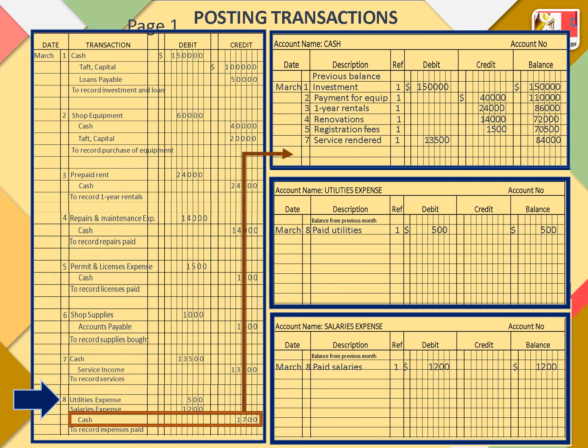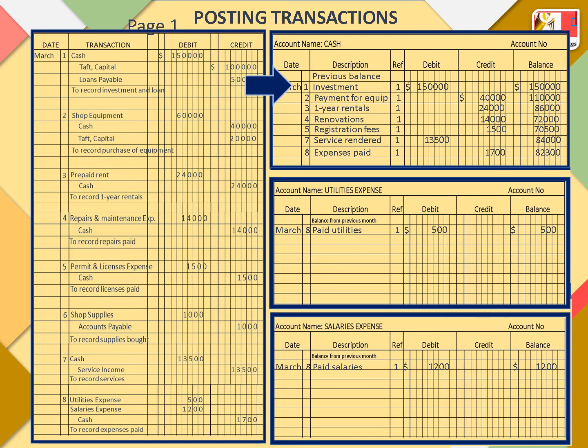Just like the journal book, a ledger book contains the chronological order of transactions arranged from the oldest date to the latest date. Look at the cash ledger. We started plotting the cash transactions since March 1. So far, we have filled it until March 8, and the balance of cash on that date is $82,300, which is exactly the difference between the total of debits and the total of credits.